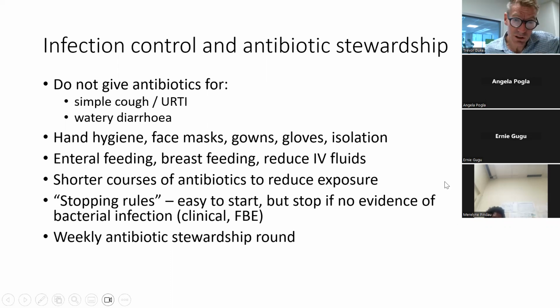We can change to using shorter courses of antibiotics to reduce exposure, and we can have, like I said before, stopping rules. It's okay to start, but stop if there's no evidence of bacterial infection, and that should be based on the clinical features and the full blood count.